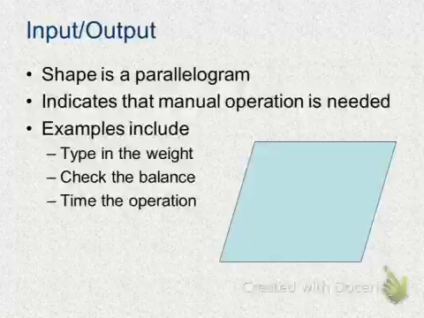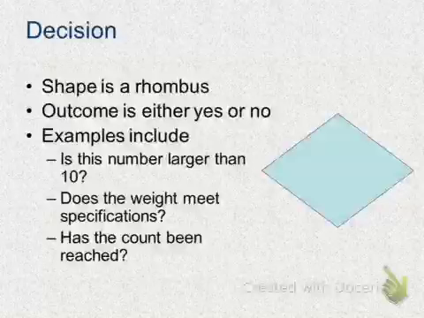Anytime a decision needs to be made, you're going to use a rhombus. With the rhombus, the outcome is either yes or no. So you're asking some kind of a question. If you look at the examples, you could ask the question, is this number larger than 10? If the answer is yes, you're going to go one direction. If the answer is no, you're going to go a different direction. You could ask the question, does the weight meet specifications? Has the count been reached? Any type of a question would belong in a decision shape.